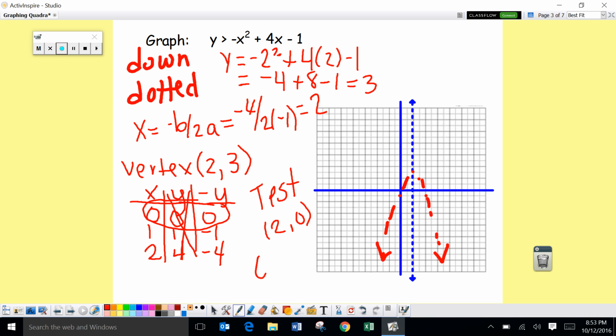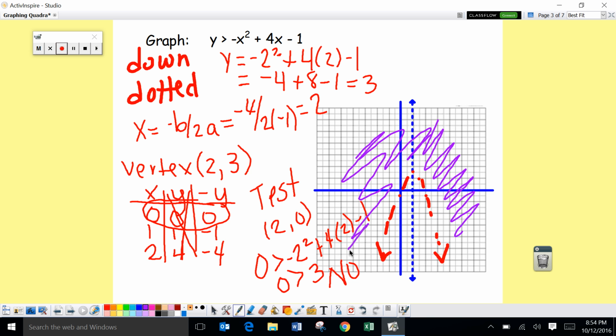So if I plug 0 in for y, and then I plug 2 in for my x values, I know that 2 squared is 4 times negative 1 is negative 4, plus 4 times 2 is 8, so we have negative 4 plus 8 is 4, and 4 minus 1 is 3. Is 0 bigger than 3? The answer is no. So since that was on the inside of our parabola, then we said no, we need to then shade on the outside of the parabola.